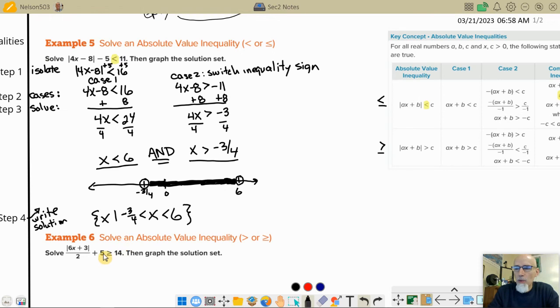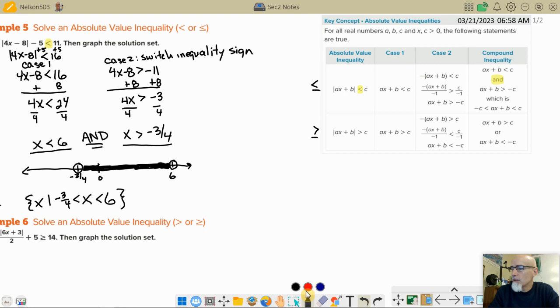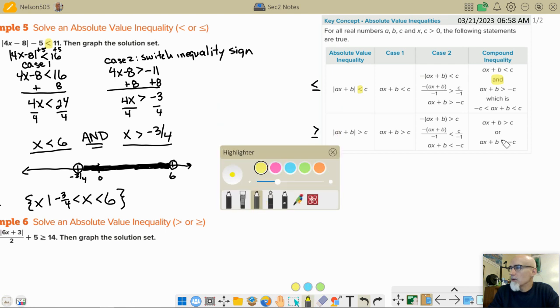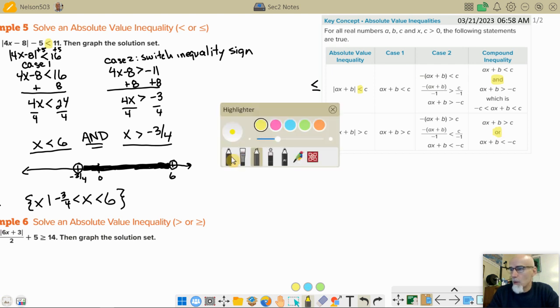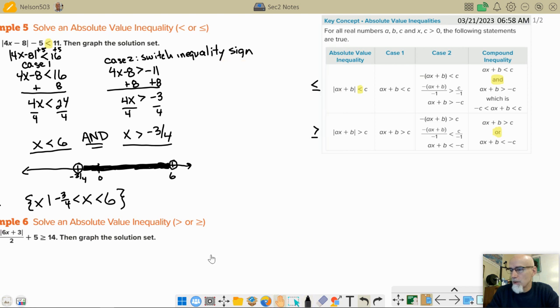Okay, example number 6 has a greater than or equal to. Do you notice down here, the greater than or equal to is going to be in this row. The key information, the difference, is right there. It's going to be an "or" situation. I'll show you that when we're writing out the answer, what the "or" does to the whole situation, okay?